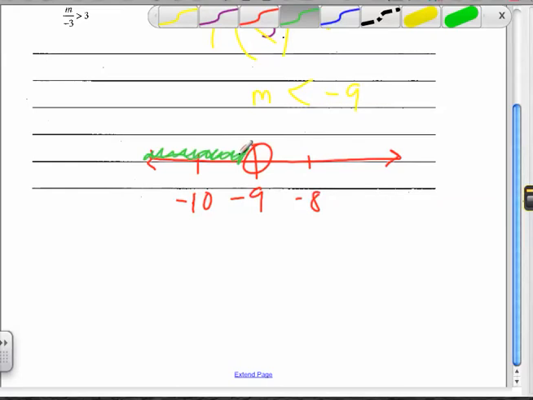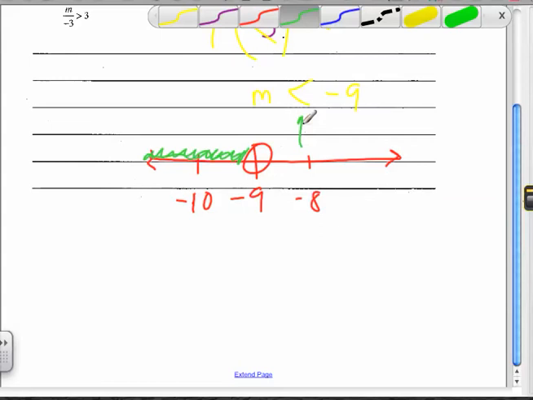Now, should I shade inside the circle, Justin? No, because there's not a little equal sign underneath there. It didn't say it could equal negative 9. It says it has to be less than negative 9. So I need to leave that circle open. It can't be that. Remember, if I'm shading something, it says this can be the answer. This can be the answer. So if I were to shade inside that circle, Alex, I would be saying, yeah, negative 9 could be the answer. But it can't be. It didn't say that m could be equal to negative 9. It said it had to be less than negative 9.